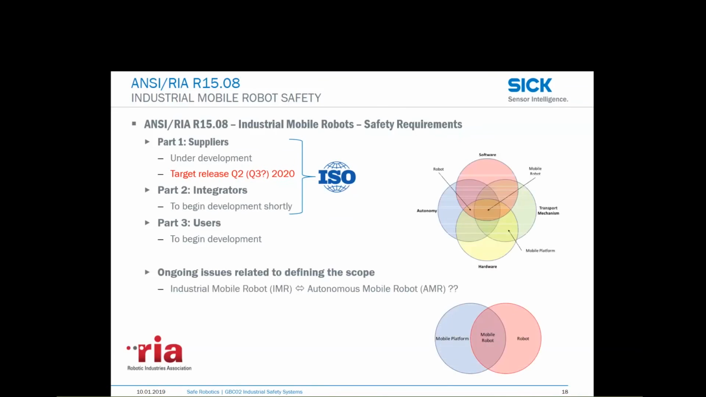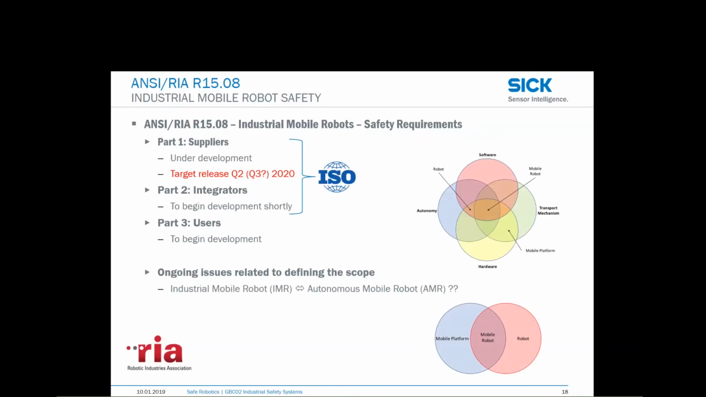Ongoing issues with defining the scope. We'll go through this in a little bit of detail here. There's a lot more to it than just saying I have a platform and I'm going to attach something to the top, or I have an autonomous platform. There's other things. There's software, there's AI, there's transportation information. There's what is attached to the platform itself.